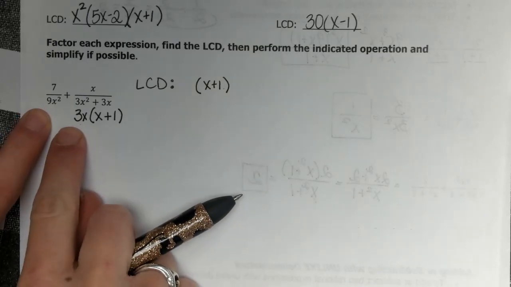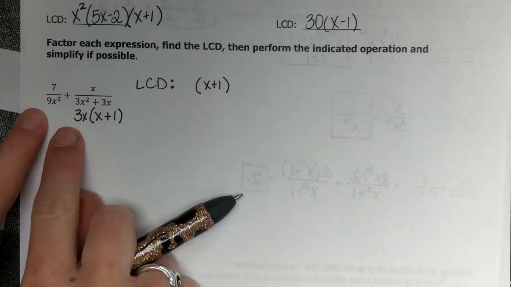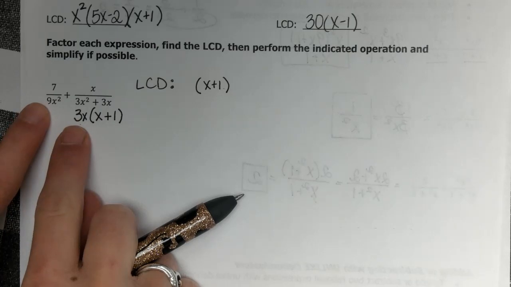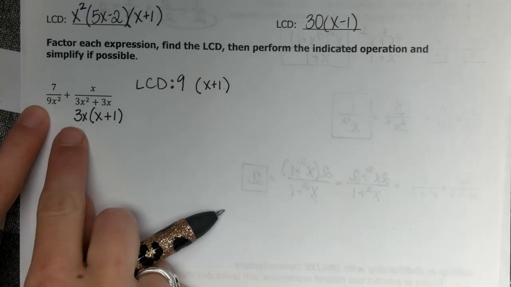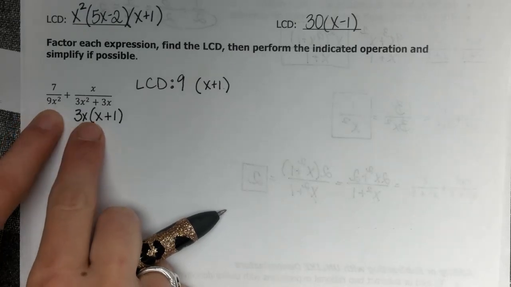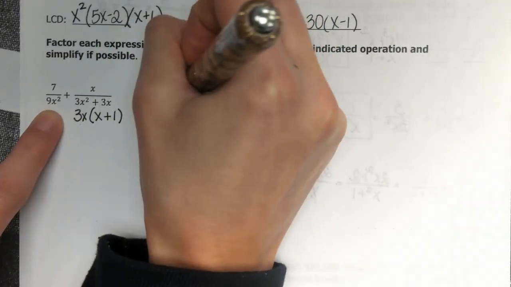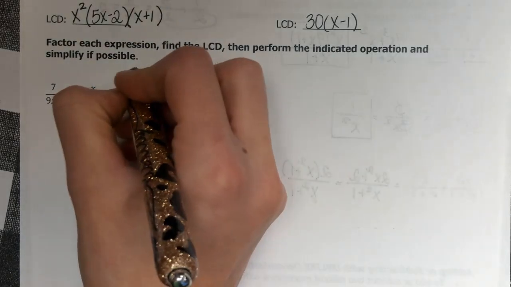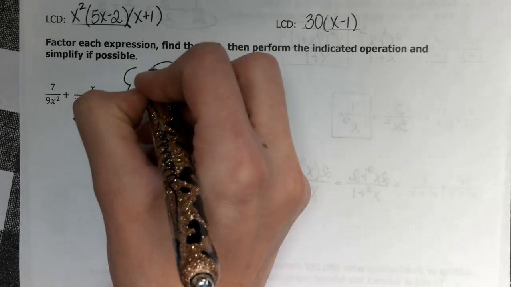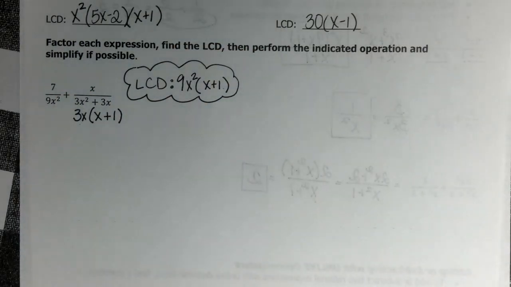Between 3 and 9, what do I need? Could I manipulate the 3 to become a 9? Yeah, so I need a 9. Between x squared and x, you take the highest exponent. So that would be x squared. Okay? We good with that? Alright, so this is what I need the bottoms of both fractions to become.